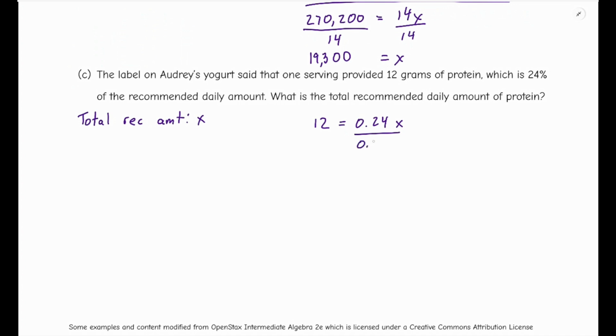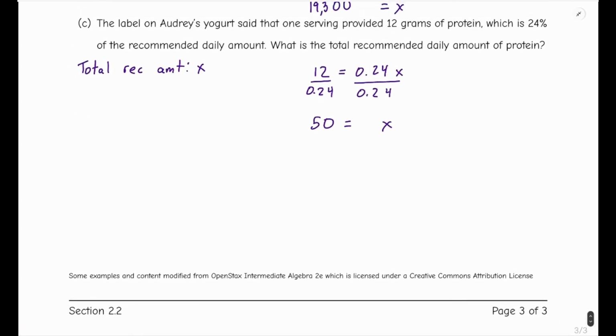Now I'm going to divide by 0.24, divide by 0.24, and then we get x. And I believe that comes out to be 50. So then the recommended daily amount of protein is 50 grams. And that's the end of section 2.2.